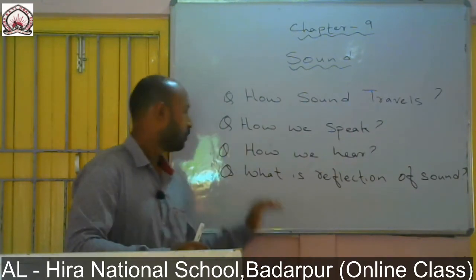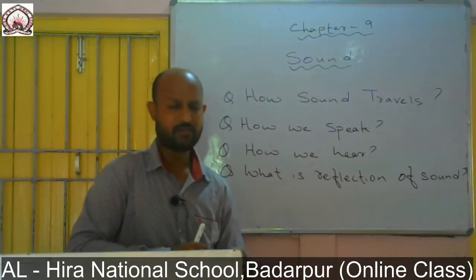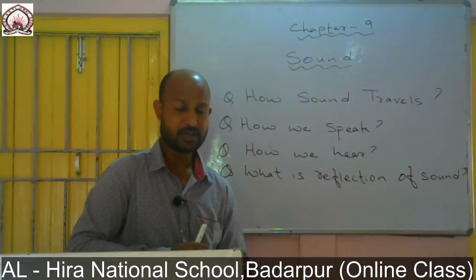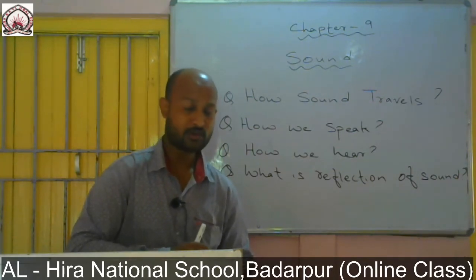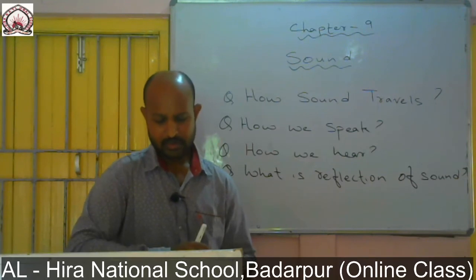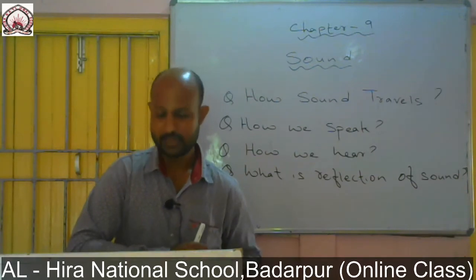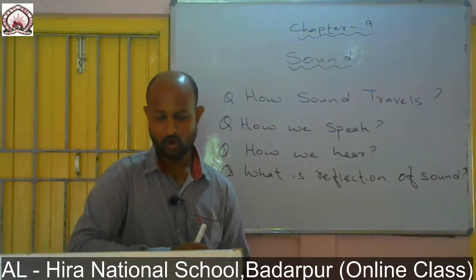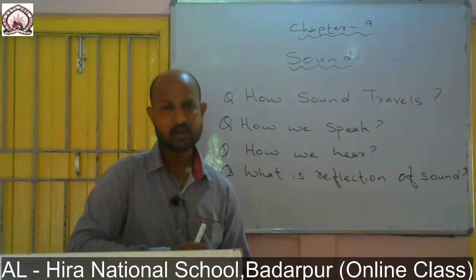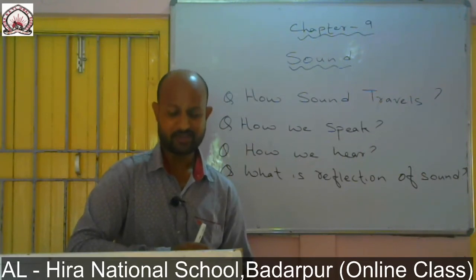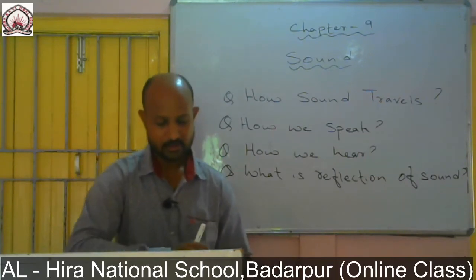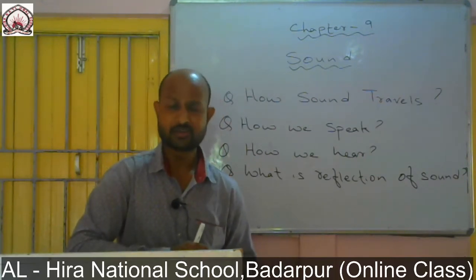Now talking about what is reflection of sound. We have learned in our previous class about reflection of light. Just like the reflection that takes place in case of light, reflection of sound also takes place. Sound is also reflected, absorbed and transmitted to different extents by different materials. Soft porous materials like cloth, thermocol, cotton and wool are good absorbers and poor reflectors of sound. Hard surfaces like concrete, walls and metals are good reflectors of sound.